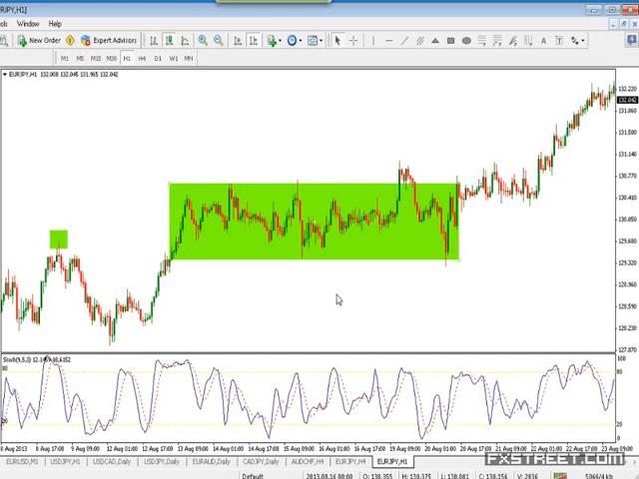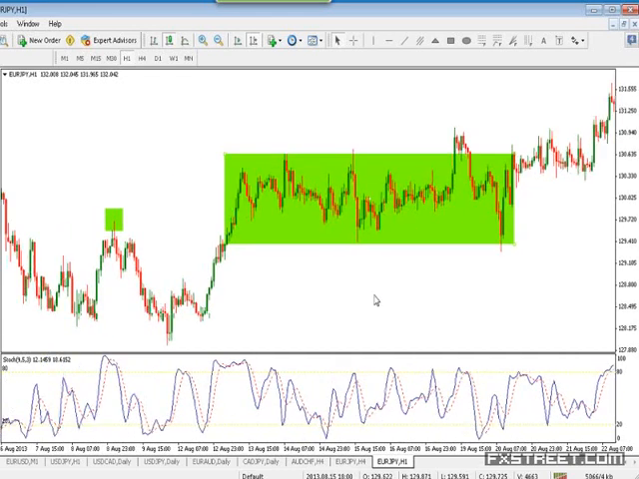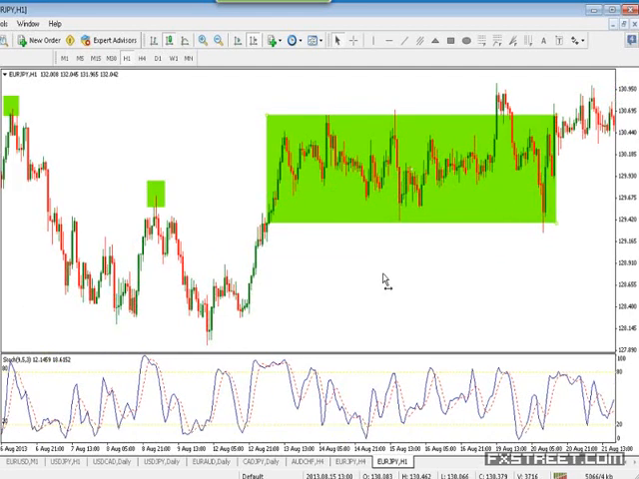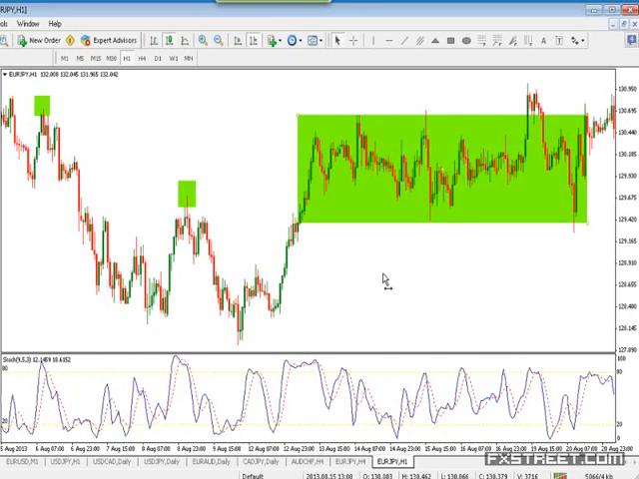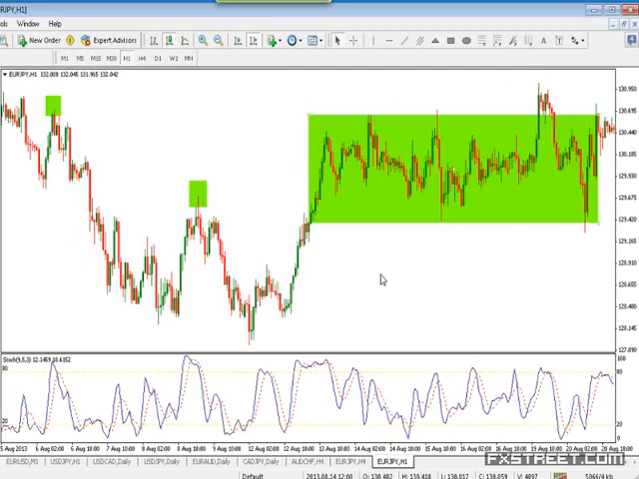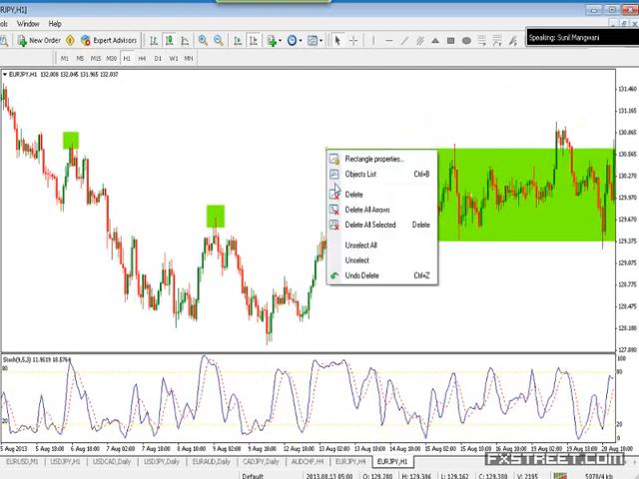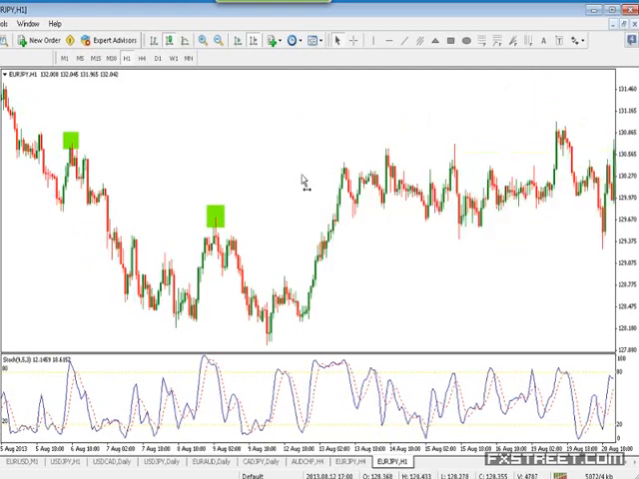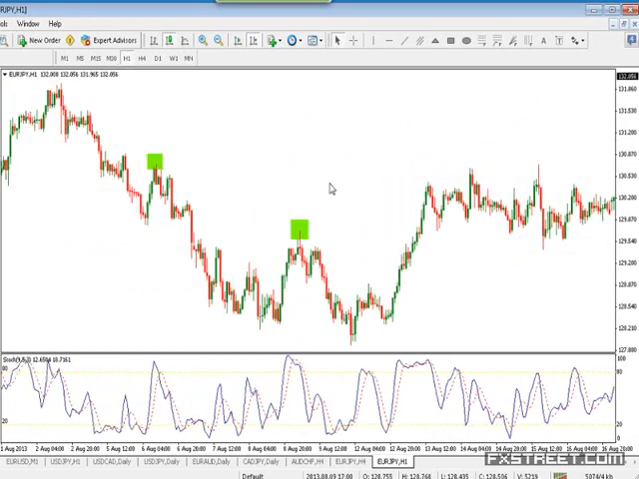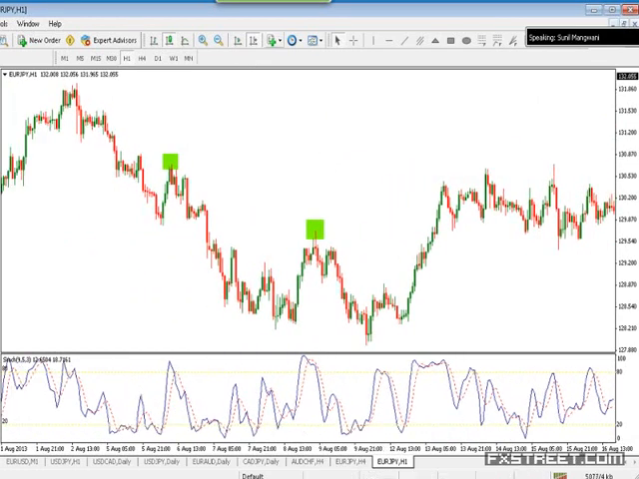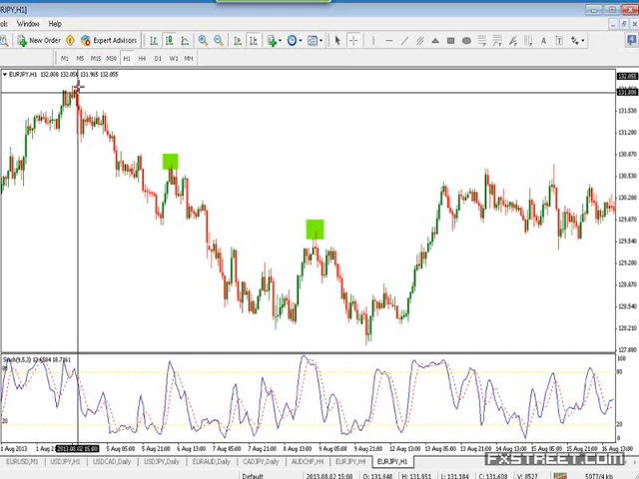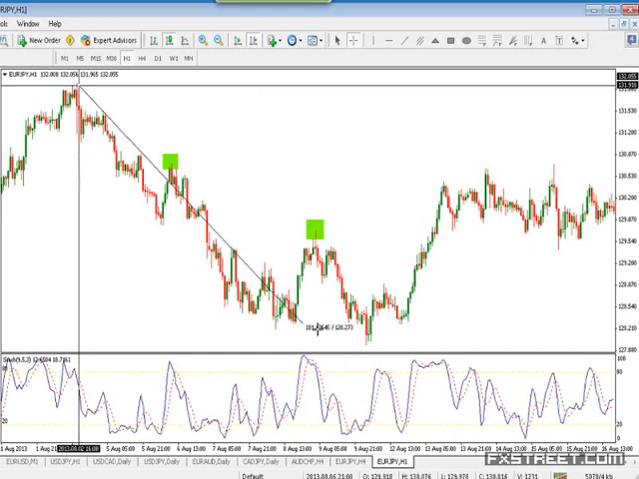lagging. Now, one of the characteristics of the stochastic is when price is in a trend, we know that the stochastic, any oscillator, is not really effective. Now, let's just have a look at this particular downtrend. We have price moving in a pretty strong downtrend, as you can see over here.